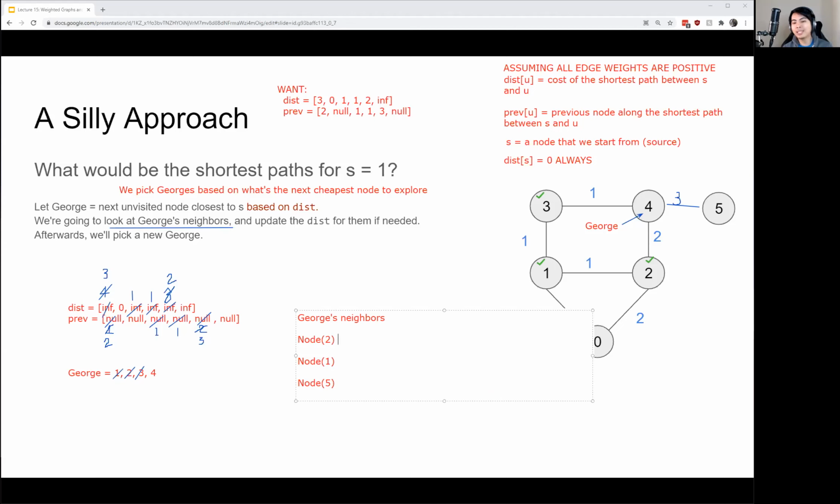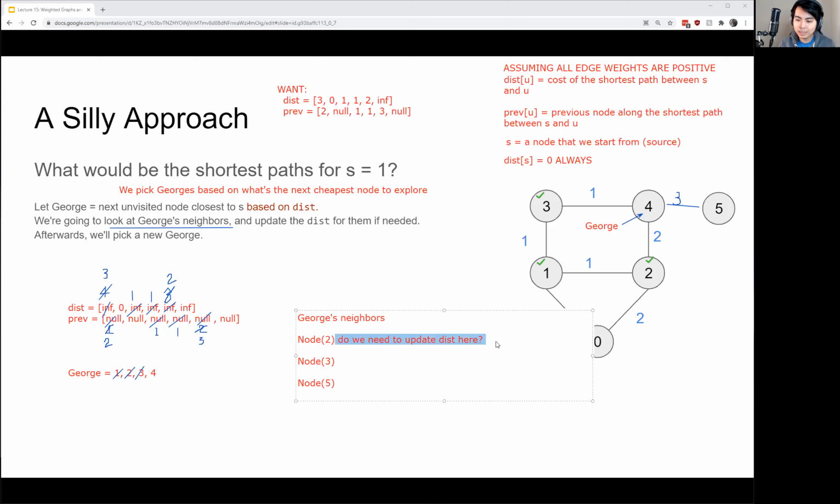Do we need to update anything? Do we need to update distance here for node 2? What do you think? Yes or no in chat. Go ahead and type it in. Question mark if you're confused. Oh, this should not be 1. This should be 3. I made a typo here. Okay, most people are typing in no. Some people are typing question mark.